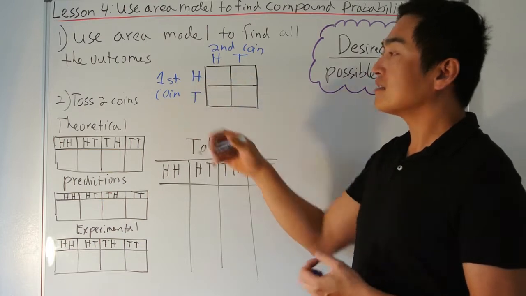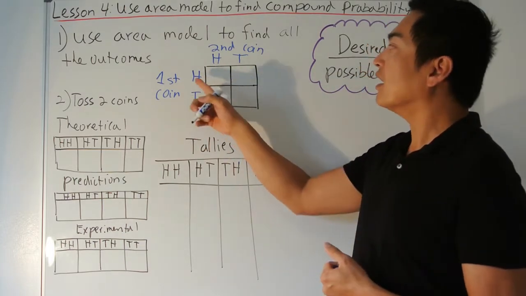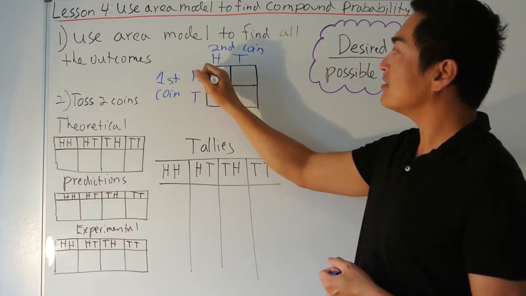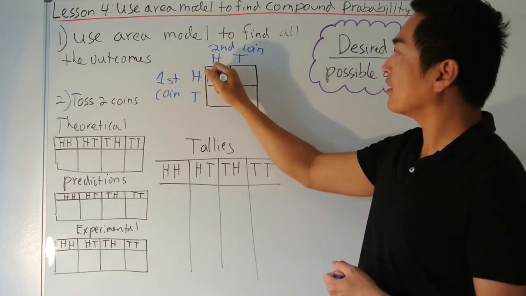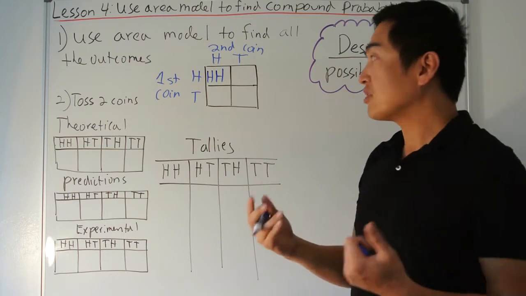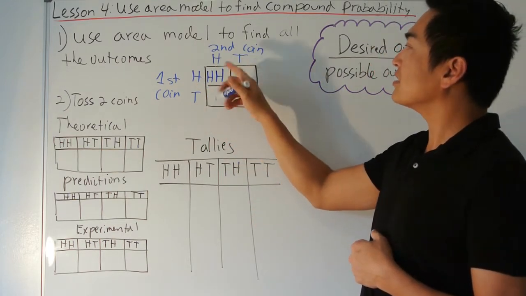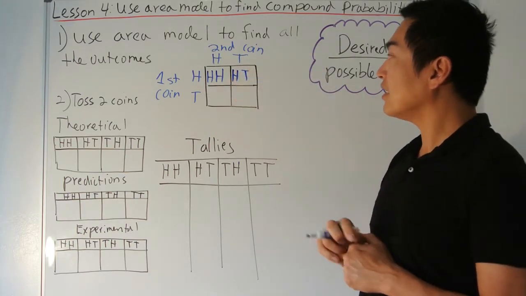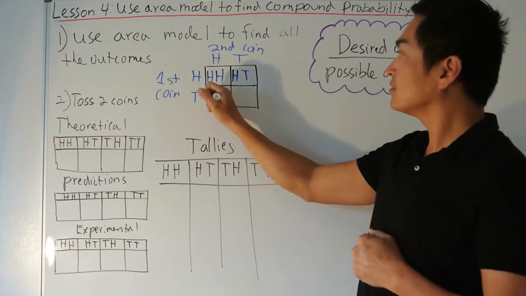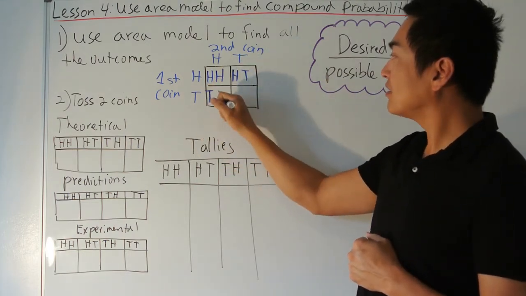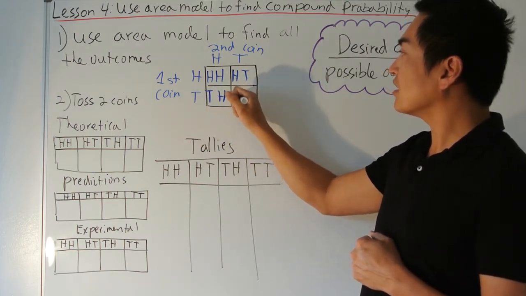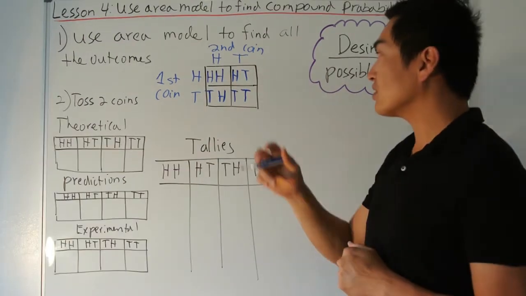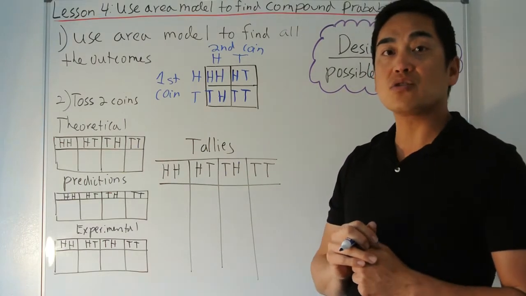You will toss the first one, and if you get heads the first time, the second coin can also be heads, so it'll be heads over here, and then heads over there. Again, if you toss the first coin, you get heads, your second coin is going to be tails. So you get heads and tails. If you toss the first coin, you get tails, and your second coin can be heads. And finally, you toss the first coin, you get tails, and the second coin can be tails. As you can see, there's actually 4 different ways to toss 2 coins.